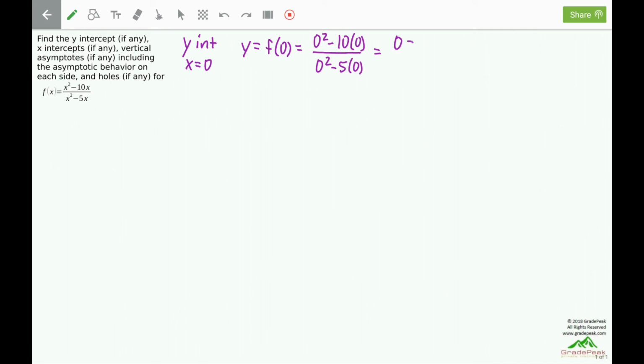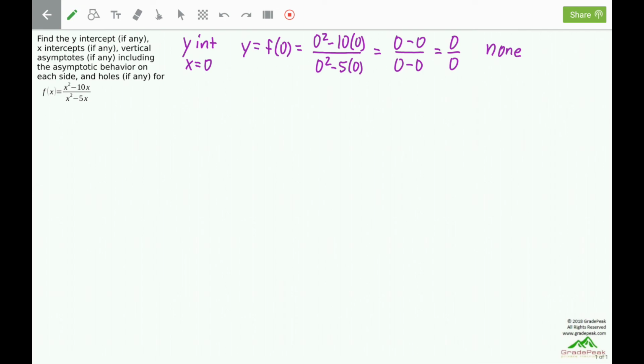0 squared is 0, minus 10 times 0 is 0, divided by 0 squared is 0, minus 5 times 0 is 0. 0 minus 0 is 0 over 0. This is not a limit, so this is not an indeterminate form. That 0 in the denominator actually is a 0, which is not allowed, and therefore there are none.